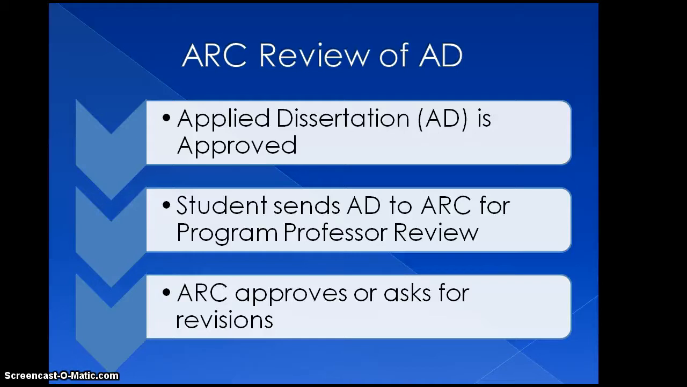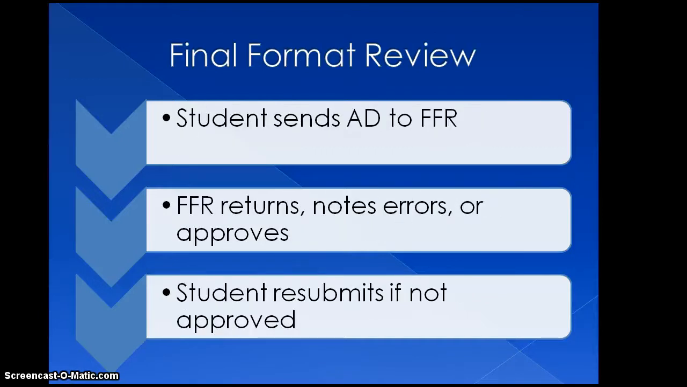Again, the iterative process repeats. Student submits to the chair, chair back to the student, and vice versa, until the chair is happy. They then go to the member, who reviews it and sends it back to the chair, until both are happy. Once both approve the AD, it goes one more time to the Applied Research Center for review by a program professor.